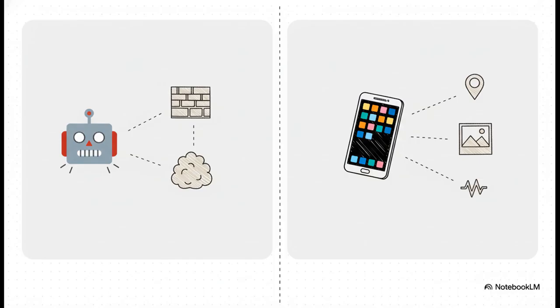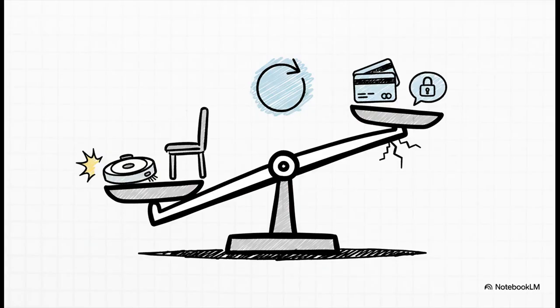Our phones, our smart speakers, they're sensing your location, they're looking at your photos, they're even listening to your conversations. And the most important thing to realize is the underlying principle is identical. It's still just sense and act. But the nature of the data being collected is just on a completely different level. If a vacuum makes a mistake, it bumps into a chair. If an AI makes a mistake with your personal data, well, the consequences can be a whole lot bigger.